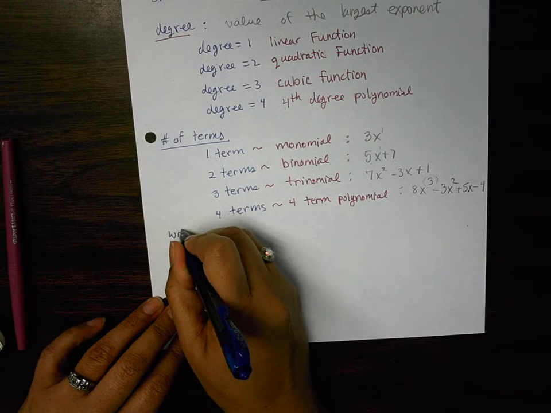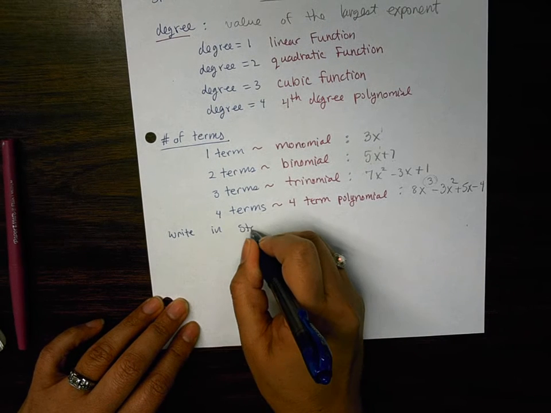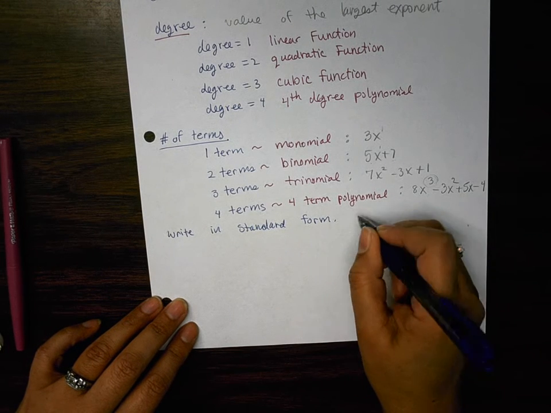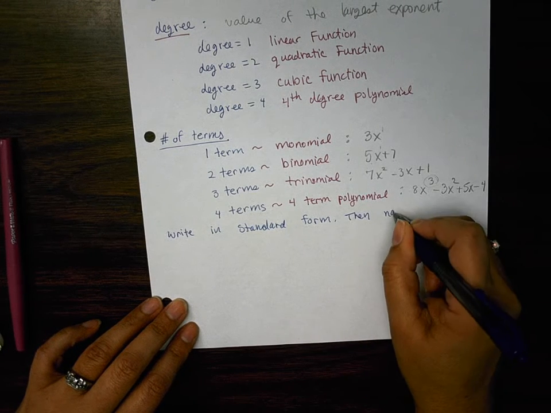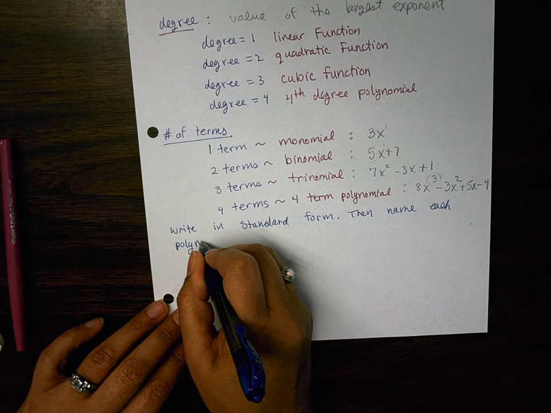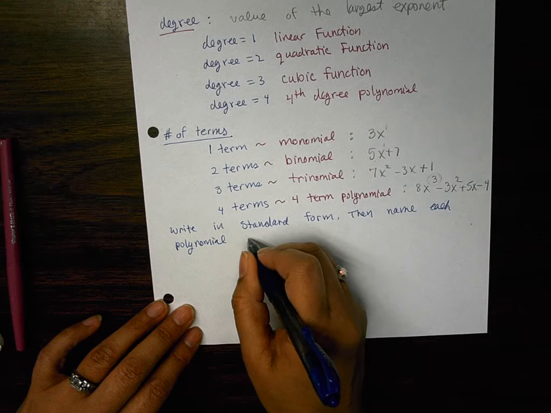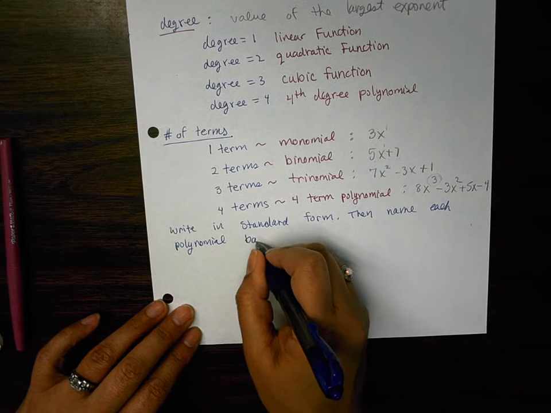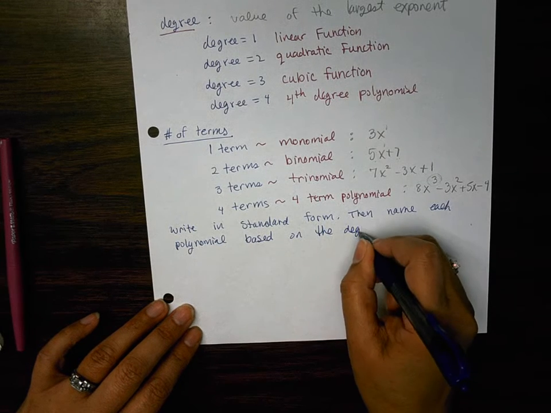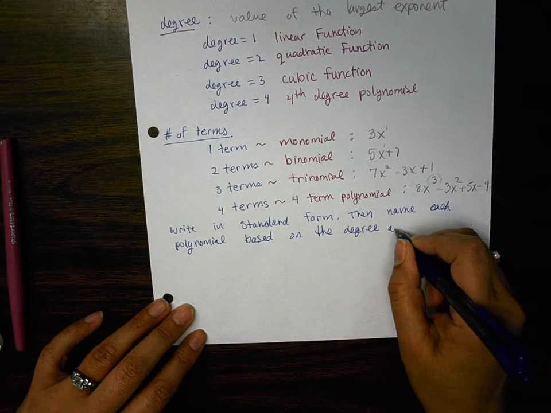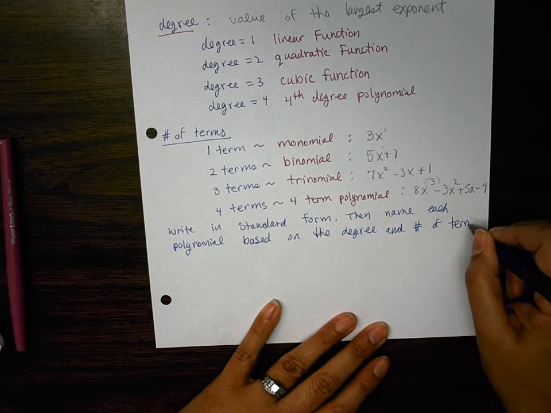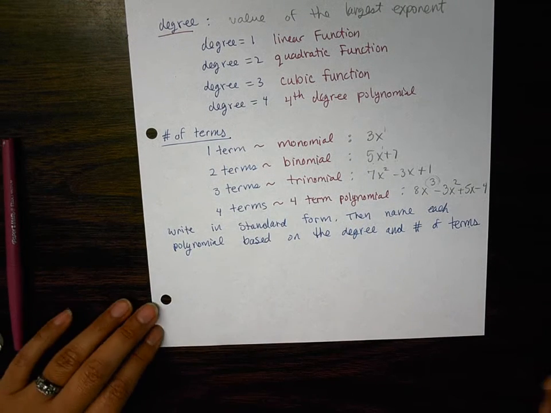First write in standard form. Then name each polynomial based on the degree and the number of terms. All right, number 1.